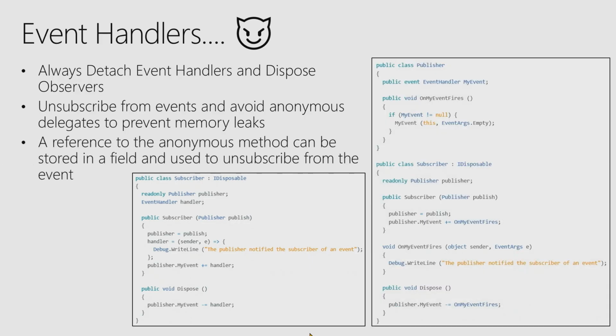Until the event is unsubscribed from, the delegate for the event in the publishing object has a reference to the delegate in the subscriber's event handler. So as long as the publishing object holds this reference, the garbage collector will not reclaim the subscriber object from memory. So you want to make sure you're handling event handlers correctly.